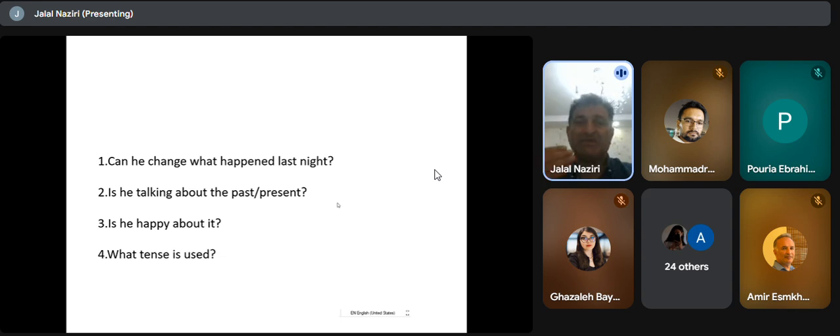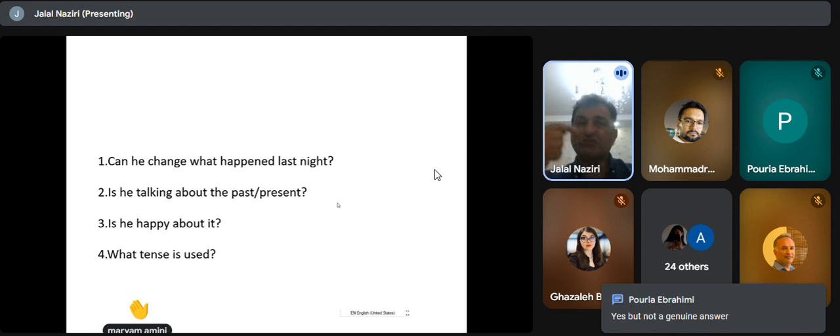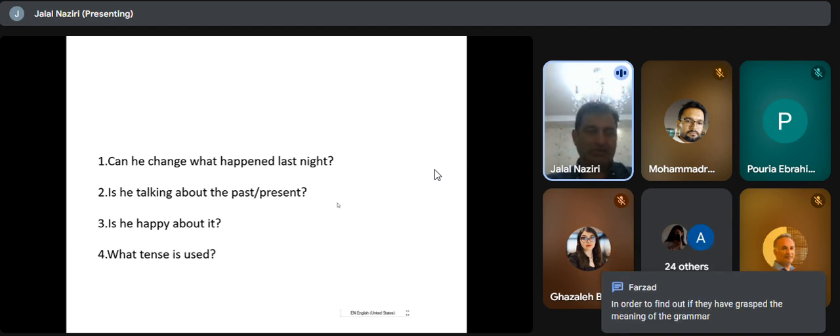The reason we ask concept checking questions is that when we ask students, did you understand? They say yes, either because they don't want to lose face in front of others, or they don't want to be rude to you or something like that. So the best way to check their understanding is to create concept checking questions. Questions where the answer is either yes or no. Yes, but not a genuine answer.